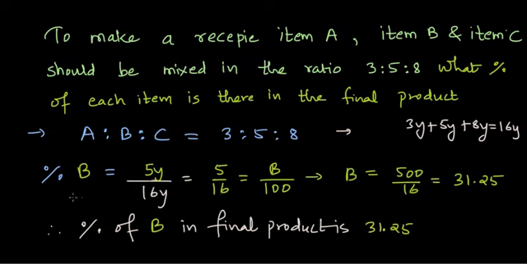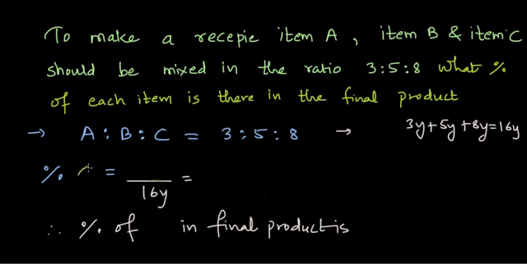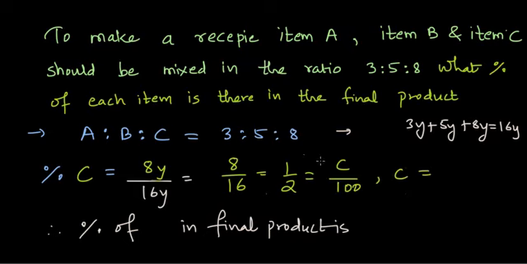Now what about C? We can simply write the percentage of C as 8y divided by 16y. And that gives me 8/16, which is 1/2. And equating it to some C by 100, I can find C after cross multiplication. C is equal to 100 divided by 2, which is 50. So the percentage of item C in the final product is 50%. And this is how we can solve the problems related to ratio to percentage conversion.